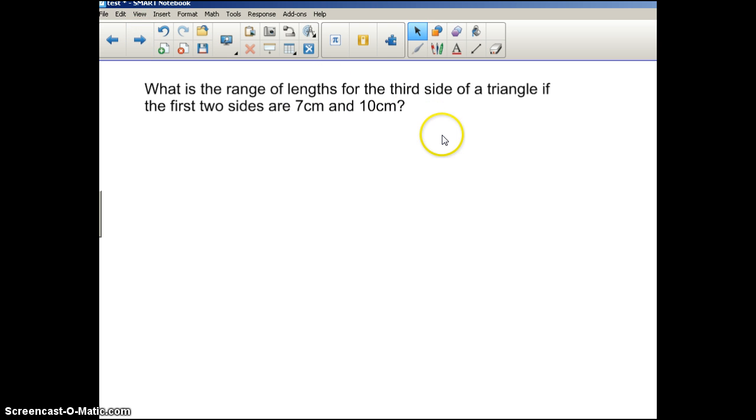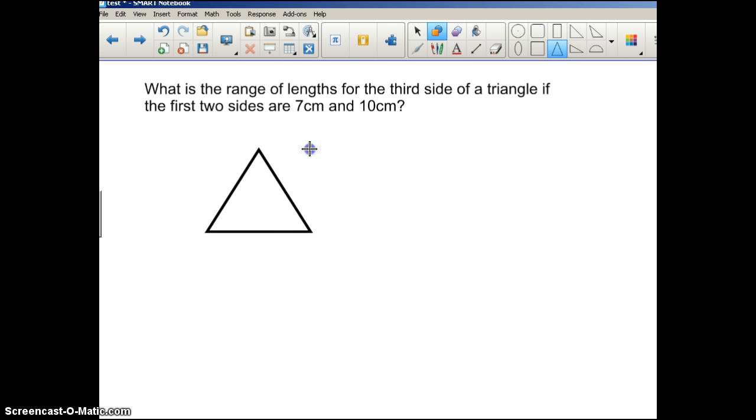Let's take a look at a problem like this. What's the range of lengths for the third side of a triangle if the first two sides are 7 centimeters and 10 centimeters? Well, let's just sketch a random triangle and let's put in some side lengths. We've got 7 centimeters and 10 centimeters, and the question is, what are possible lengths for the third side?